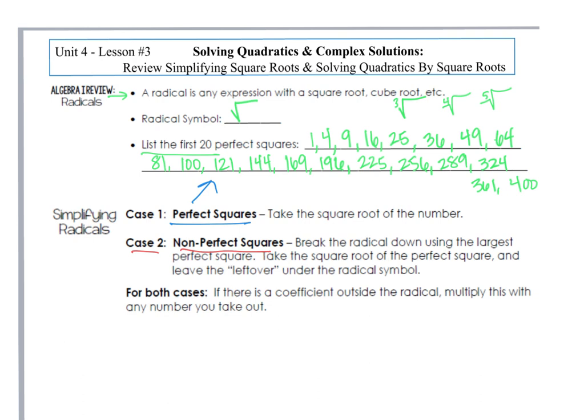So when there's a non-perfect square that we're trying to take the square root of, we don't want to write down a decimal answer. That's gross in algebra. We don't do it. But just because the whole number we're taking the square root of doesn't work out evenly to a whole number doesn't mean that we can't take a square root of part of that number. So we break it down into factors. We're looking for the largest factor of the number that is a perfect square. We take the square root of that and leave the rest inside the radical, and we'll show how to do that. For both cases, if there is a coefficient outside the radical, multiply it with any number you take out.